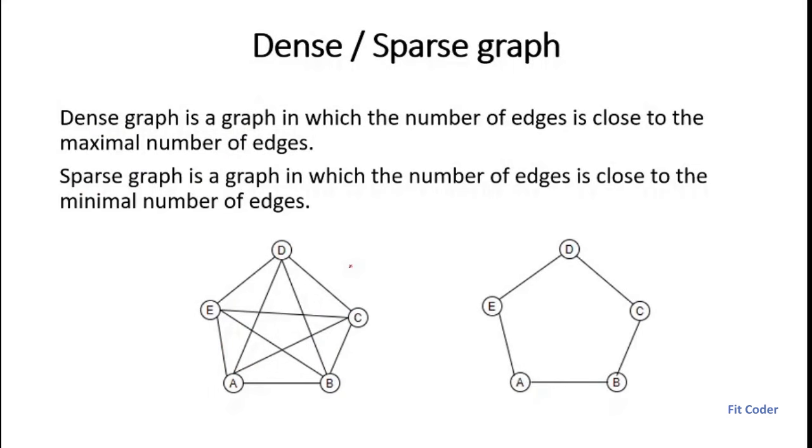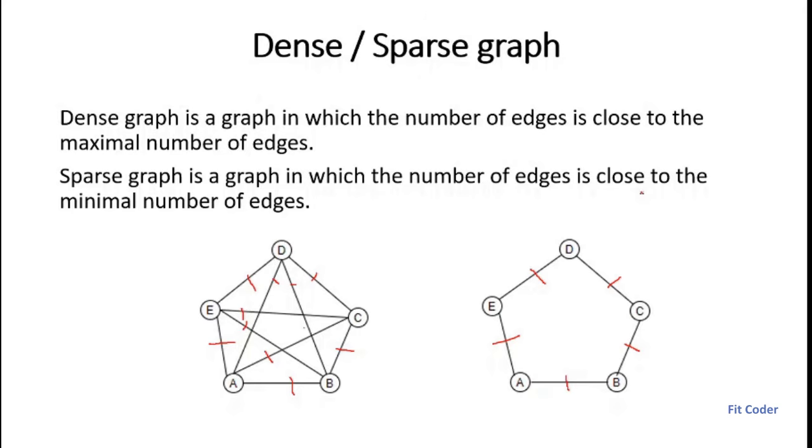So a dense graph is a graph in which the number of edges is close to the maximum number of edges. This is an example of a dense graph. We have 5 vertices, and a maximum of 10 edges. Here is an example of a sparse graph. We have only 5 edges. A sparse graph is a graph in which the number of edges is close to the minimal number of edges. There is no exact definition, but it's just to give an idea.